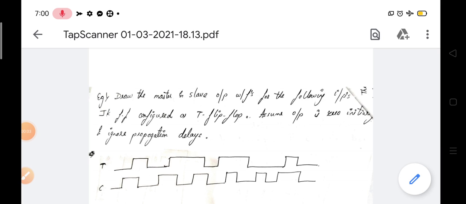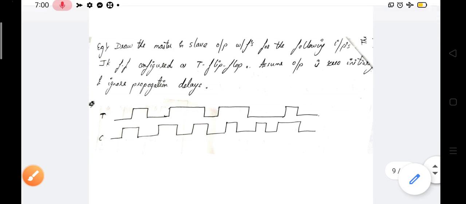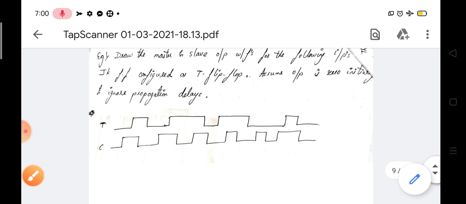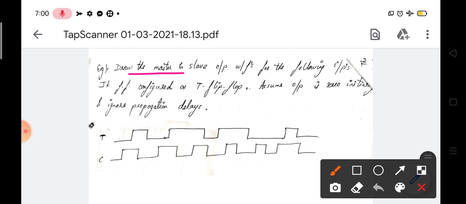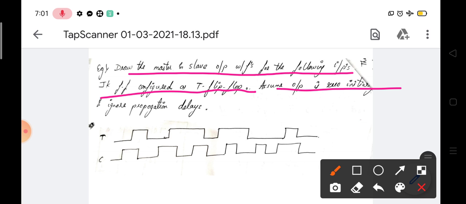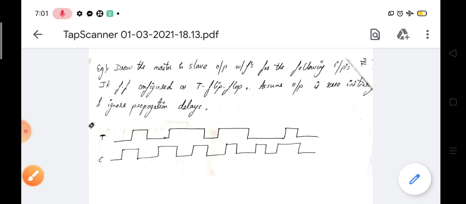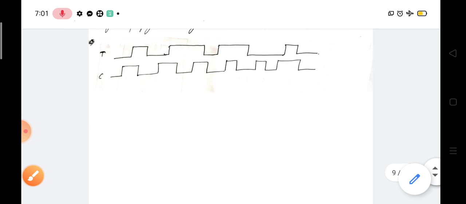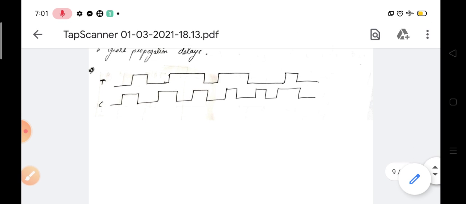Okay, so next numerical we'll see where we are asked to draw the master and slave output waveforms for the following inputs. This is a JK flip-flop configured as a T flip-flop. Again, we are asked to assume the output is 0 initially and ignore propagation delays. So we'll start drawing here as we had done.